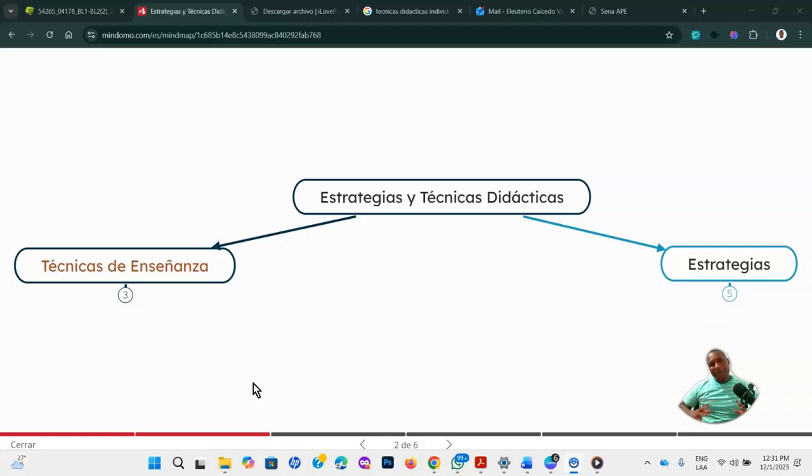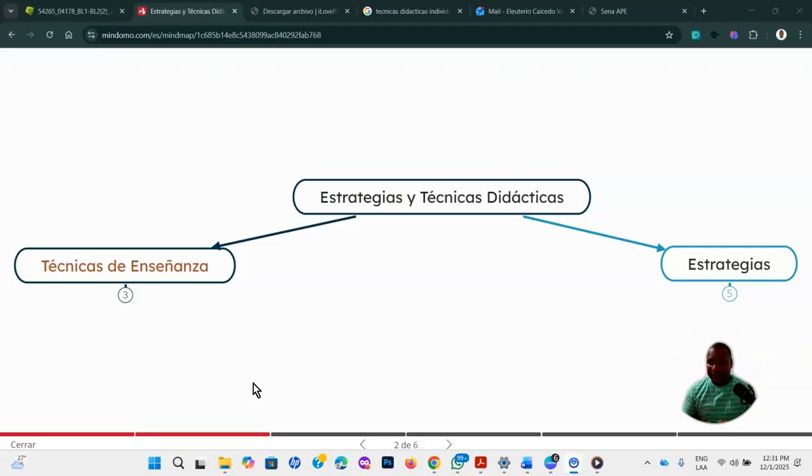So, as teachers, our main goal is for the students to have meaningful learning, to promote that autonomous learning process in the student, to make the students acquire the competence, the skills to understand and appropriate the concepts. And to do so, we use strategies, didactic strategies, and didactic teaching techniques.